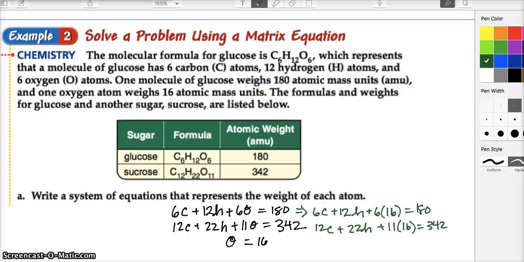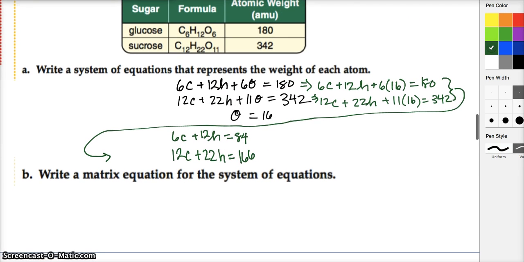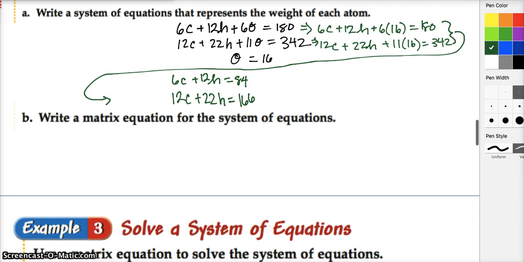I multiply 6 times 16 here, and when I subtract that from 180, I get an equation where I only have C and H. Similarly, once I multiply 11 times 16 and subtract that product from both sides, I have an equation where I just have C and H, and that makes life a lot easier for us. Using that calculation, we get these two equations as our system.